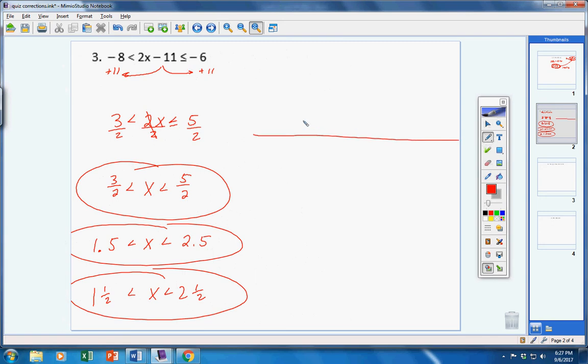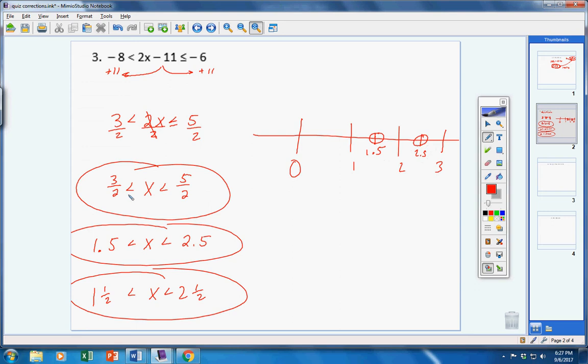Okay, here's my number line. Here's 0, here's 1, here's 2, here's 3. So one critical value is 1.5. That's right there. And my other critical value is 2.5 right here.